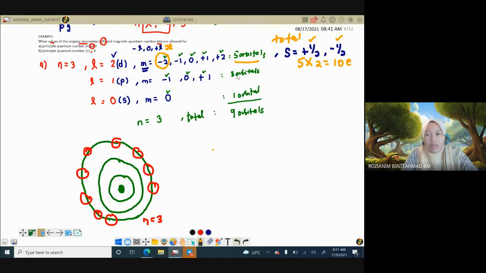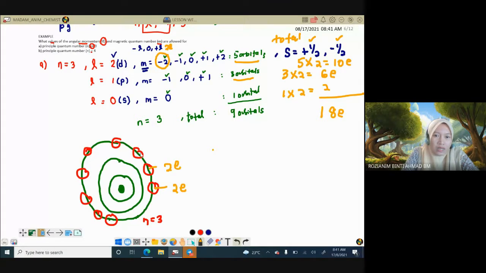Kalau dekat L equal to 1, kita hanya jumpa 3 orbital. So maksudnya 3 darab dengan 2. So kita boleh jumpa 6 elektron. So ini 1 darab dengan 2. So kita akan jumpa 2 elektron. So total up kita boleh jumpa 18 elektron. So means that dalam satu orbital ni hanya boleh diisi maksimum 2 elektron sahaja. So therefore the total of the electron, kalau soalan tu further lagi, adalah 18 elektron sahaja.